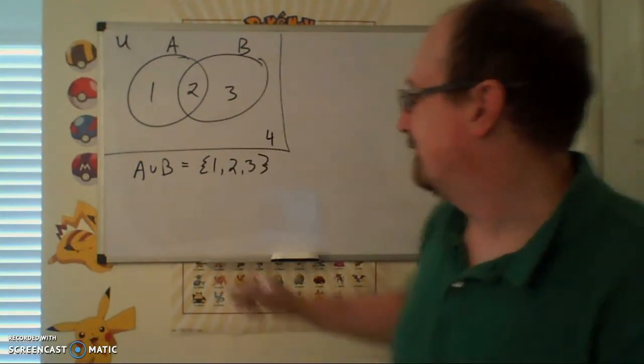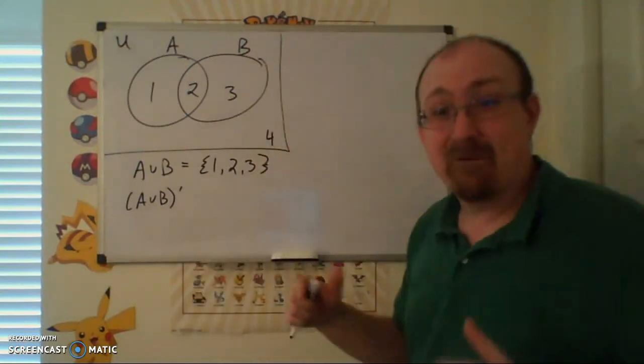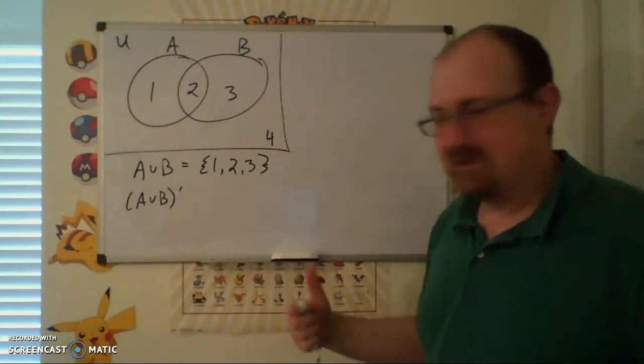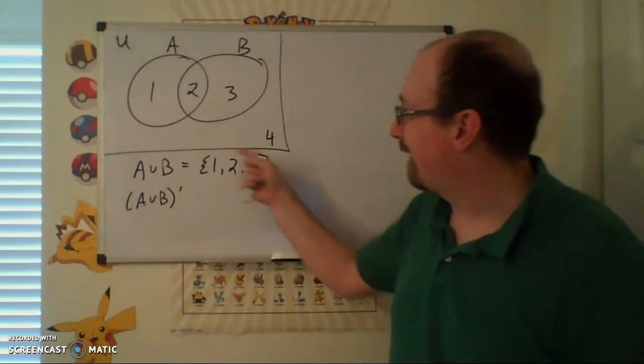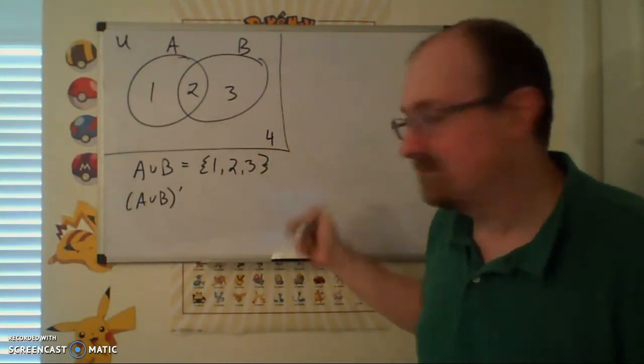And then we want to take the complement of that. Remember, complement, as we've seen before, is everything that's outside this thing. So we want anything in our diagram that is not one of these. Well, that's just 4, right?